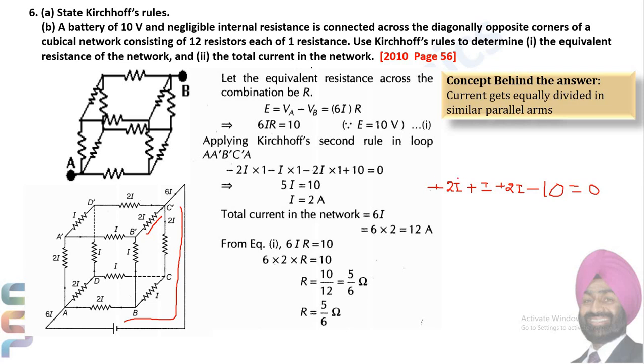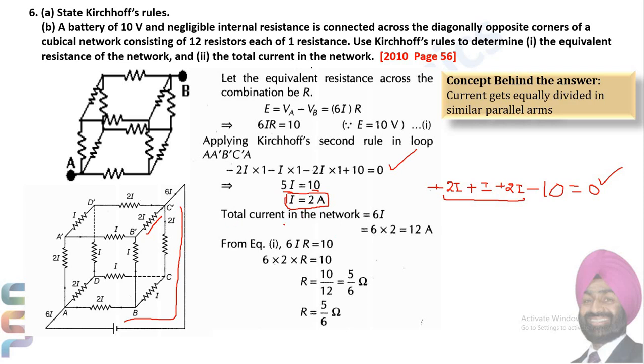Both equations are exactly the same. You can follow this one or you can follow this one. 2I plus I plus 2I equal to 5I. 5I, 10 taken to the right hand side. So you get current in the circuit equal to 2 ampere.